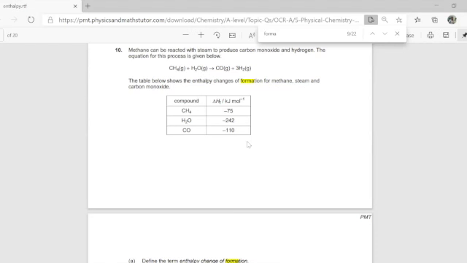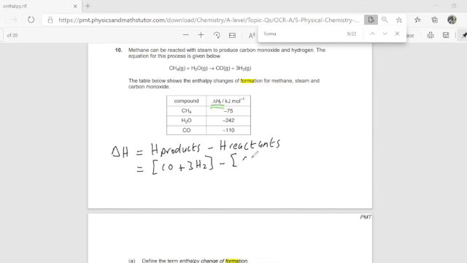Okay, so this is actually taken from an exam paper. This time we're given delta HFs in a table rather than as a list. And we are given delta HF only. So we're going to write the formula again, which is the products minus the reactants. And as before, I'm going to write the products and the reactants in brackets. This actually reduces your chance of error because often we forget to multiply by the number of moles.